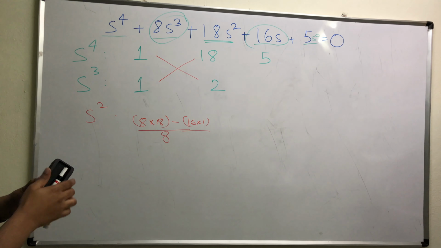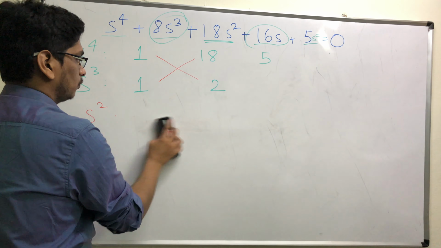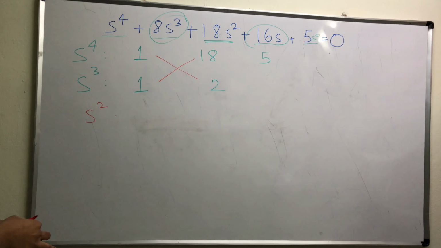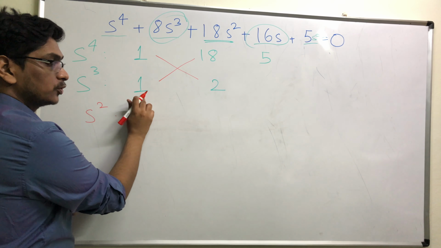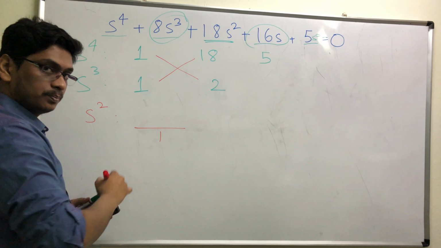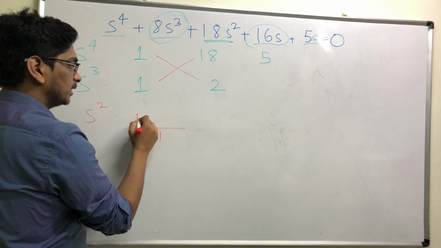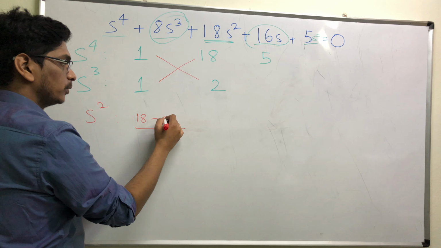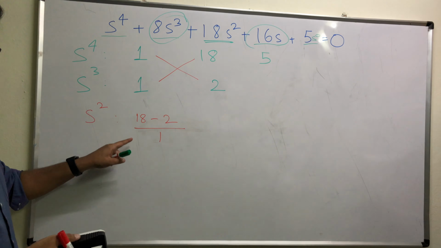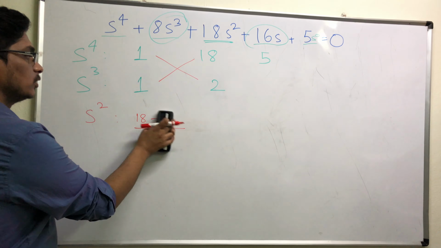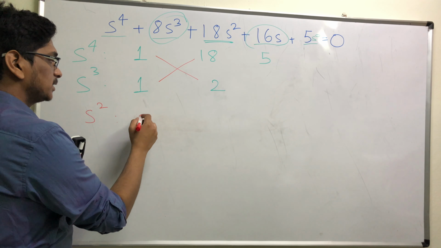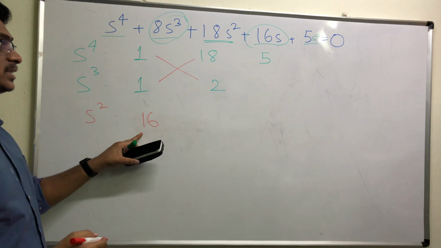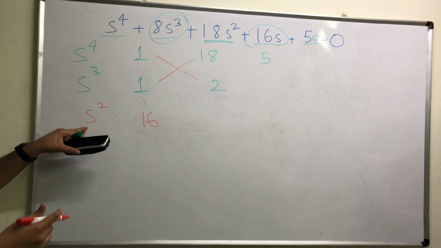So what would this be? My base is now going to be 1, and 1 into 18 is 18, minus 2 into 1 is 2. So this is 16 by 1. So 16 is my first element, the first element of my row s squared.